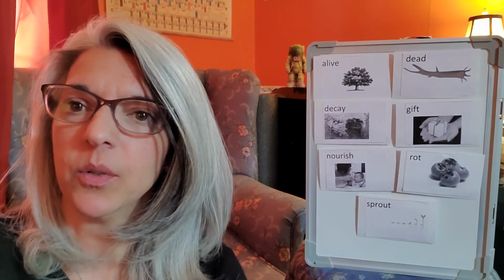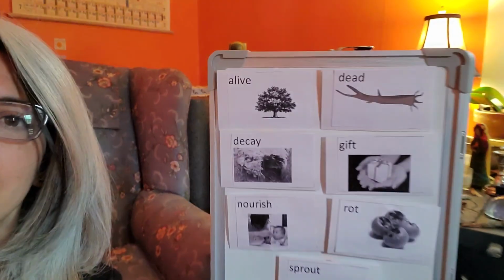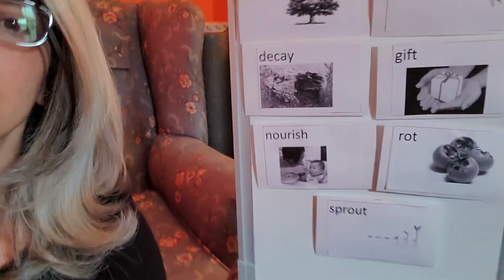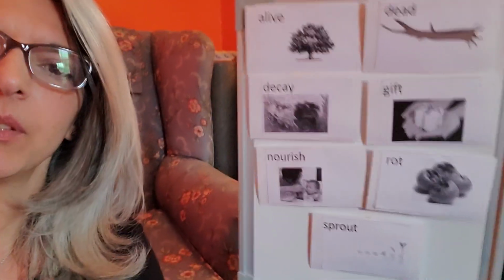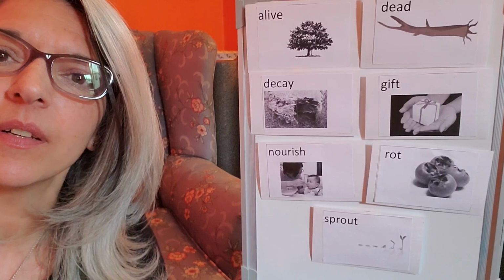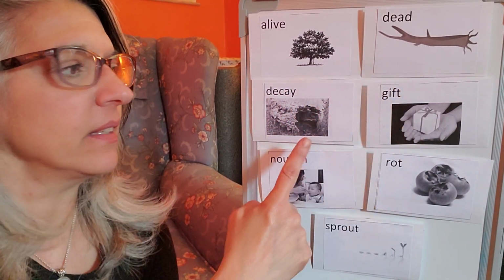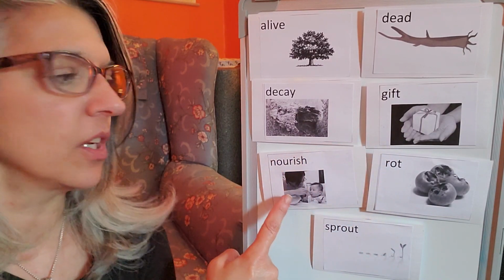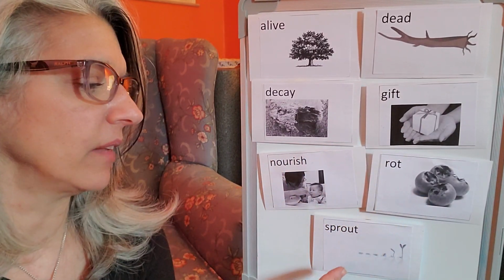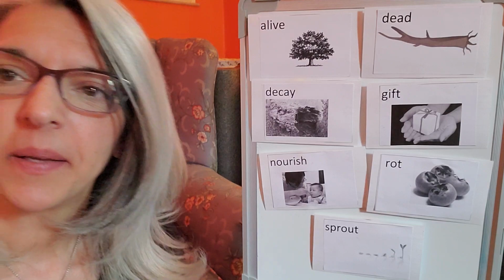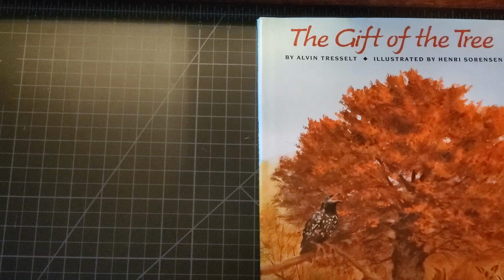I'm going to come a little bit closer on those for you for a second. Okay. All right, so try to remember these words: alive, dead, decay, gift, nourish, rot, and sprout. And now I'm going to begin reading the story to you.